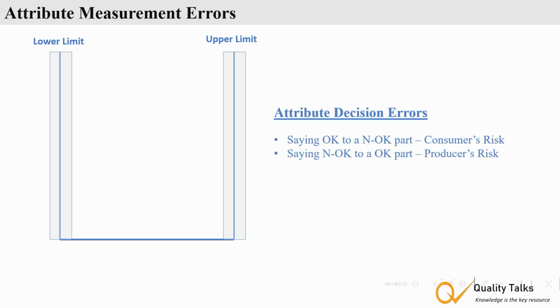There are two major types of decision errors in attribute inspection. First, accepting a not OK part as OK. This is called consumer's risk because defective parts reaches the customer. Second, rejecting a good part as not OK. This is producer's risk, which increase scrap, rework and cost.